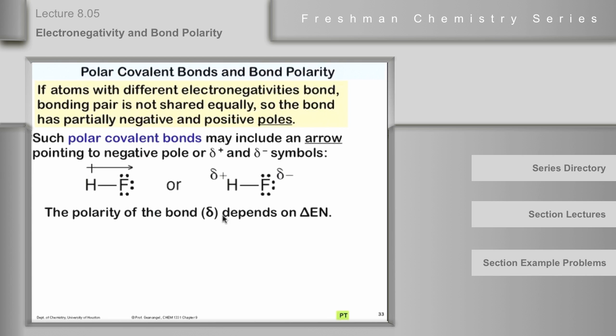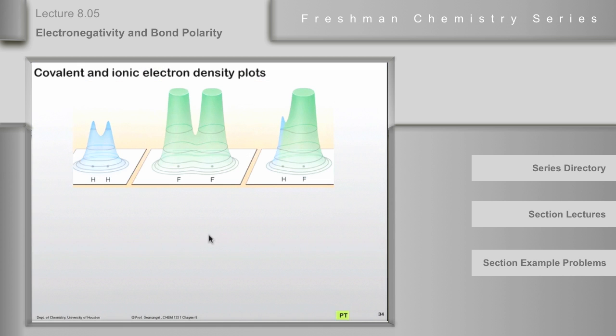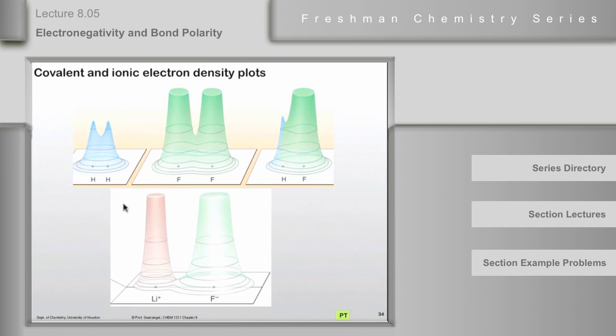Now the magnitude of the polarity, and therefore the magnitude of delta here, does depend on delta electronegativity. I go back to this picture again. The molecules that have the same electronegativity in both atoms have a symmetrical distribution of electron density, whereas ones that have delta EN greater than 0 have an unsymmetrical distribution of electron density, and you could write a delta plus here and a delta minus here.